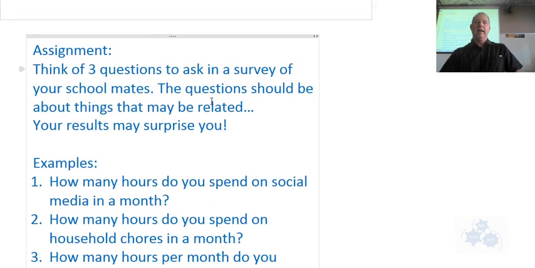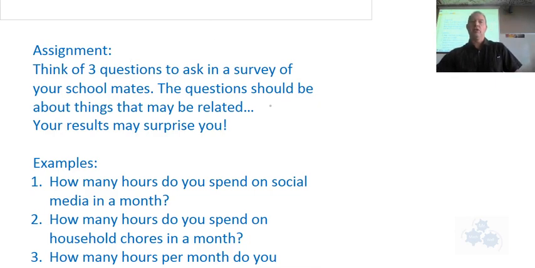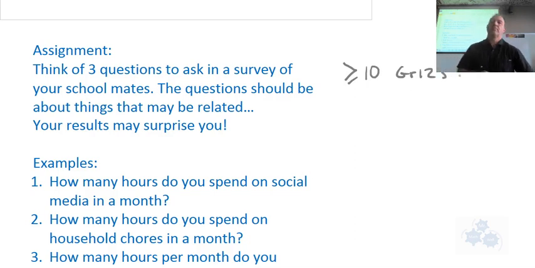So think of 3 questions that you can ask in a survey of your schoolmates. So it's not just our small class here, but I'm going to get you to ask your grade 12 class, okay? And you need to pick at least 10 people, at least 10, okay? So your schoolmates, so greater than or equal to 10 grade 12 students, okay? Got it? So I want you to come up with your own questions that you think may be related.